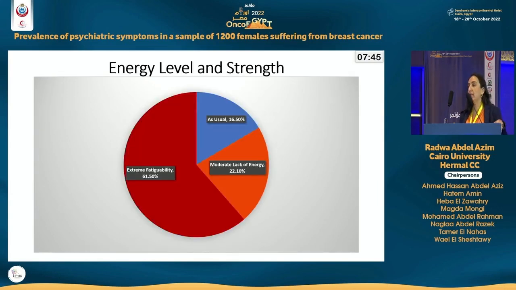Energy level and strength is so important because we all know here in Egypt that the female is the anchor of the house. She's the one who notices the kids, who takes care of everything. She's the minister, as we call it. So if she has no level of energy, then most probably the relationship is disturbed. We found that in more than 60%.